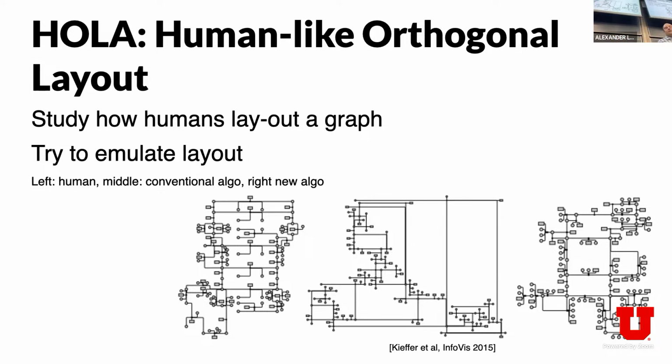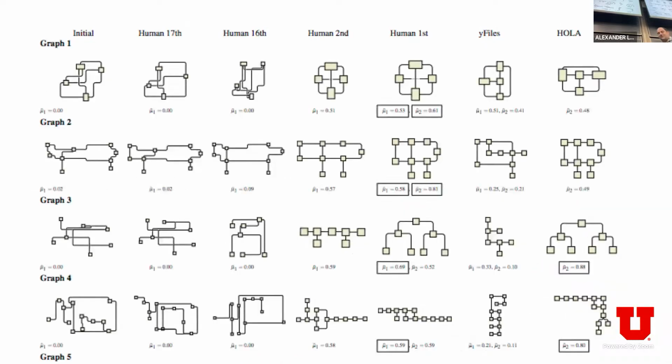And this paper here, the HOLA paper, HOLA stands for human-like orthogonal layout. They took a human-generated layout. Here in the middle is what the best-case algorithmically generated layout was before then. And then they created an algorithm inspired by the human layout that produces this. And why I have this in here is because I just love their approach, right?